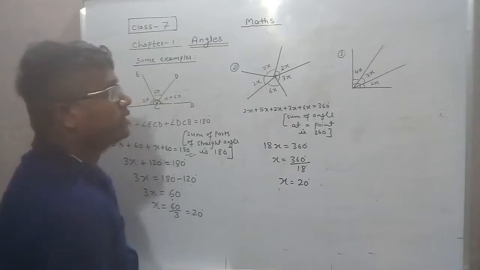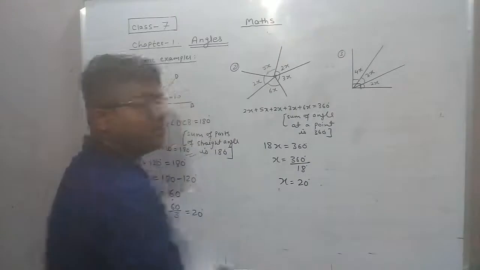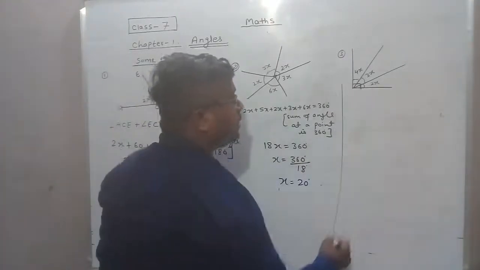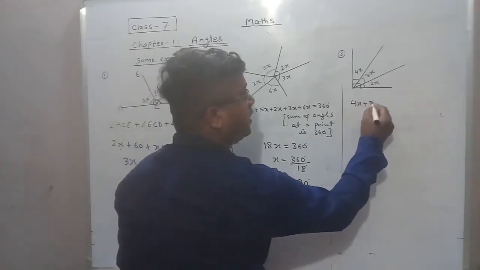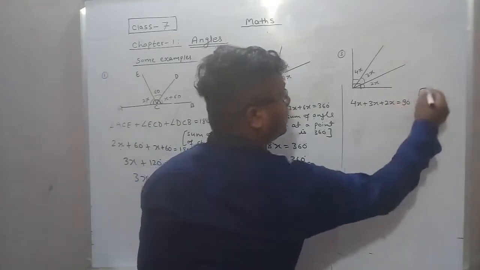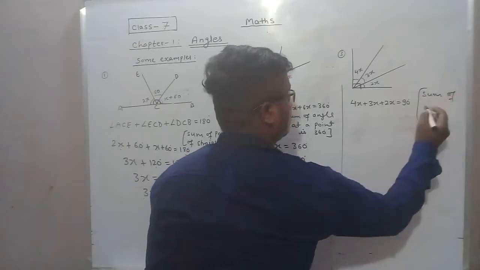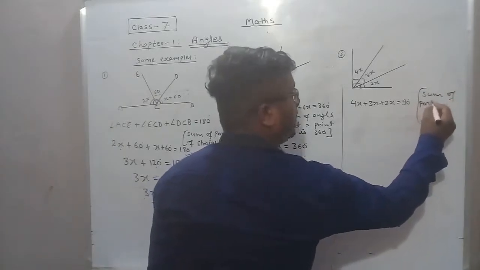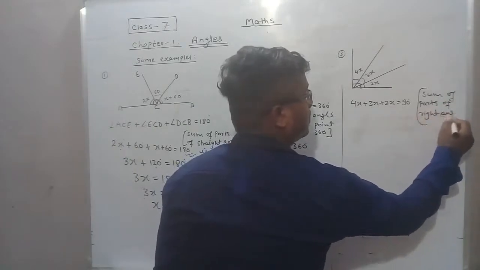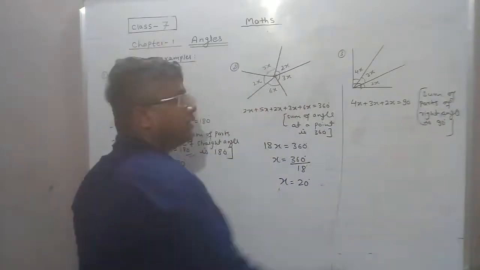Similarly, our next example is here. One right angle is divided into three parts, that is 4x, 3x and 2x. If we add all of these, that is 4x plus 3x plus 2x, it is equal to 90 degrees. What will be the reason here? Sum of parts of a right angle is 90 degrees.